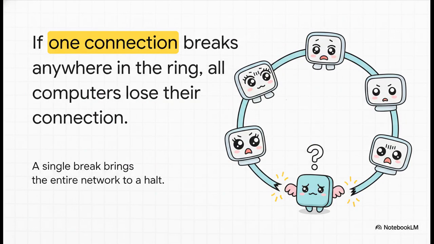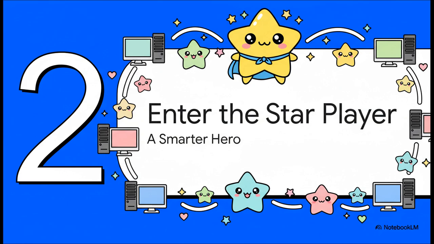But you guessed it, it had pretty much the exact same fatal flaw as the bus. If even one of those connections between computers went down, the circle was broken. The whole network would just grind to a halt. One little broken link, and that whole circle of trust is just shattered. So yeah, it was pretty clear that engineers needed a much better idea.